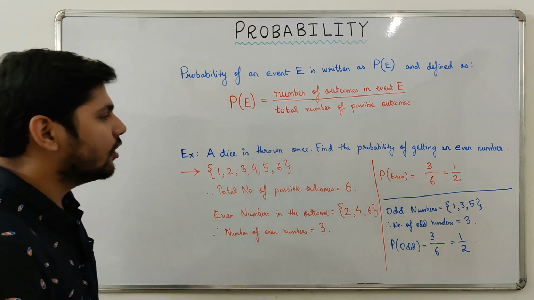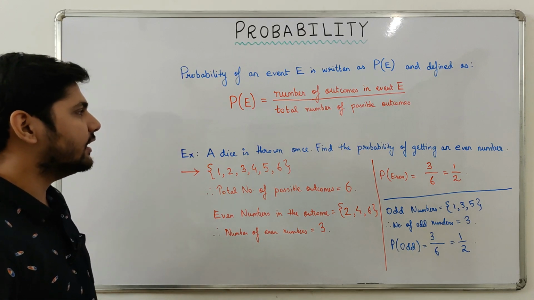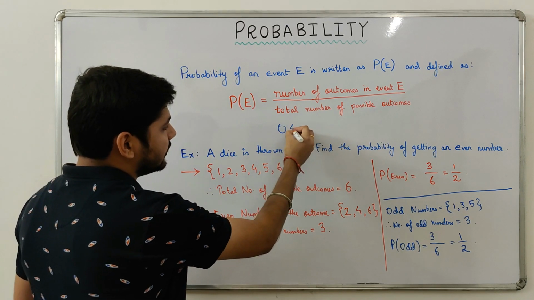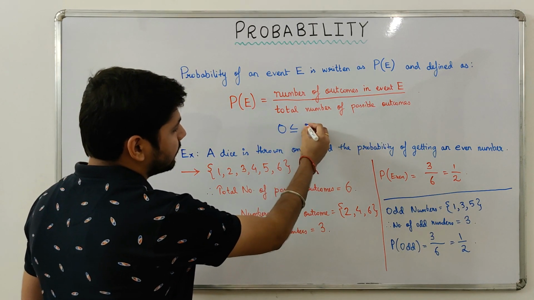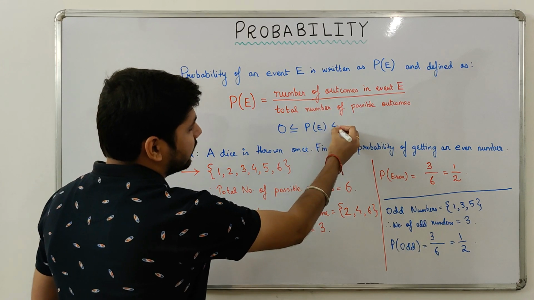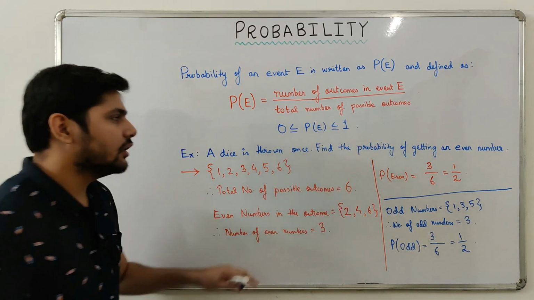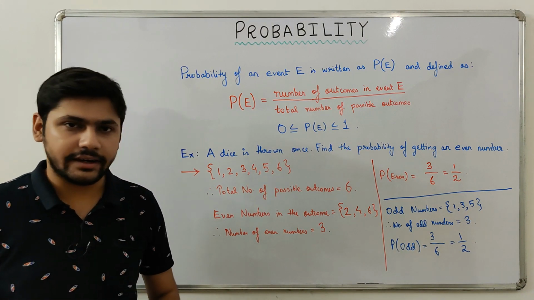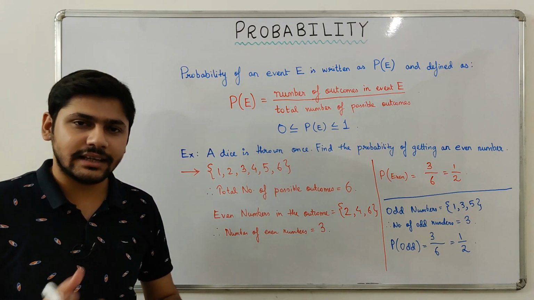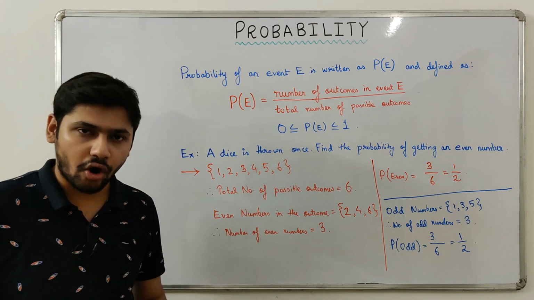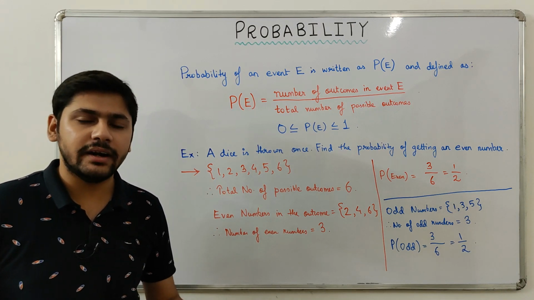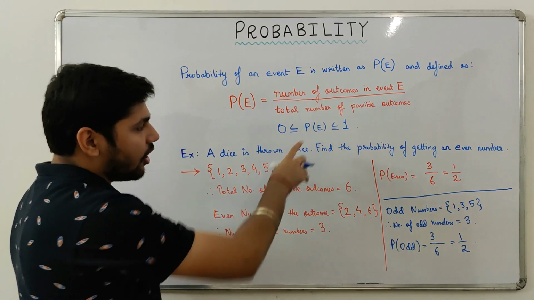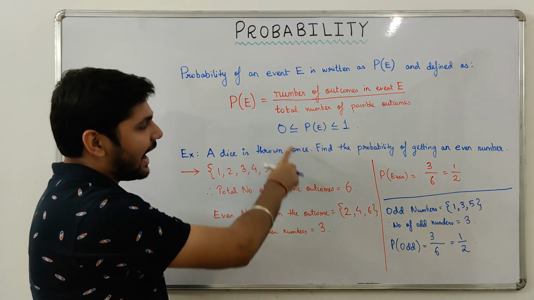Okay? Now, one very important thing to remember over here is that probability always lies between 0 and 1, and it can never be negative. So if you get the answer as a negative probability, then it is wrong. Or if you get an answer of probability more than 1, then it is wrong. So probability always lies between 0 and 1.